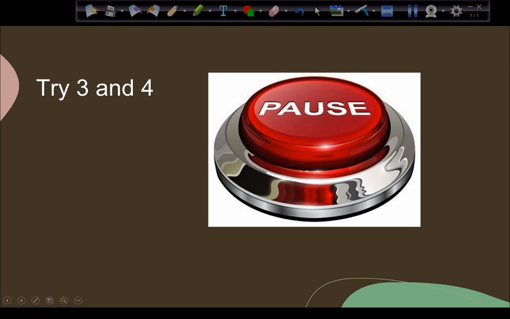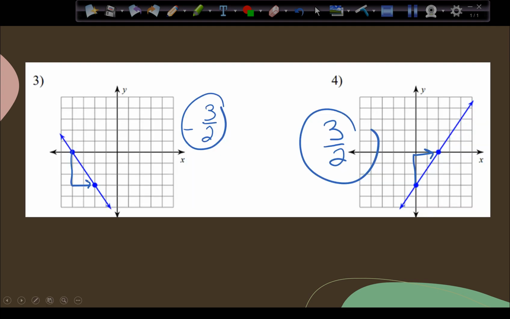So you're going to pause the video and try 3 and 4. Here's your answers for 3 and 4. So 3 is a negative slope, so it's negative 3/2, and 4 is a positive slope, and it's 3/2.